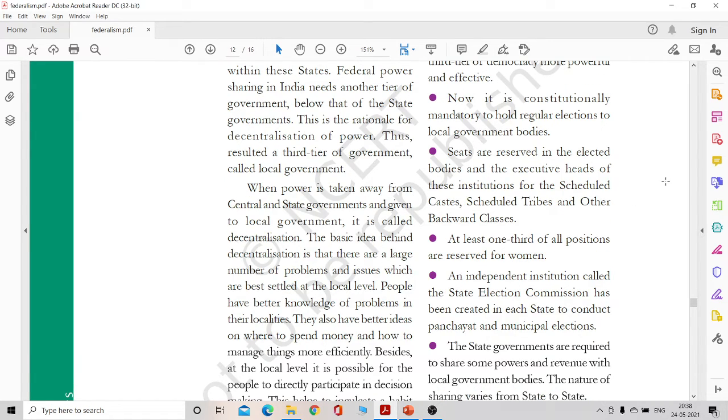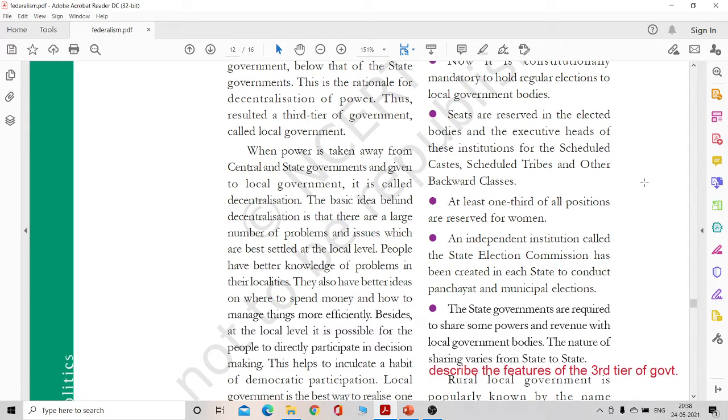Now, let's briefly discuss them. It is constitutionally mandatory to hold regular elections to local government bodies. Seats are reserved, of course, for other backward communities and scheduled caste, scheduled tribes. And 1/3 of the positions are reserved for women. An independent institution called the State Election Commission is created to conduct panchayat and municipal elections.